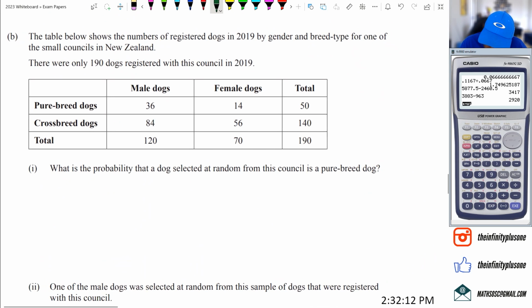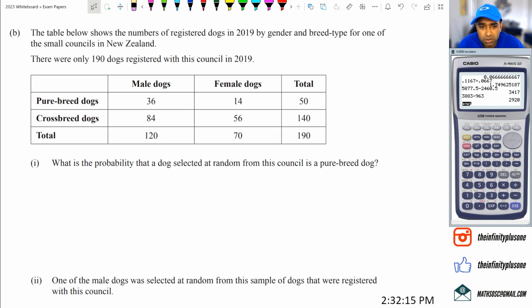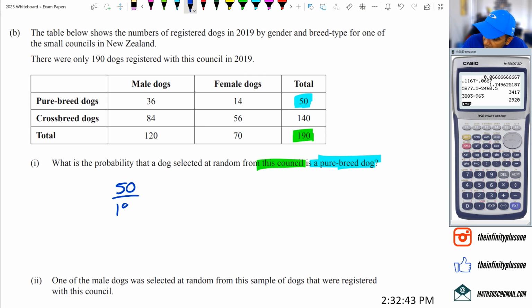Okay, so next question. What's the probability that a dog selected at random from a council is a purebred dog? So that's 50 out of 190. It's weird, because I see these probability questions and I don't even read the full question, which is terrible. I'm hoping you guys paused the video and read the question. Anyway, the dog is from this council, that's 190, and we're looking for a purebred dog, which happens to be 50. So we have 50 out of 190. What is that going to be? 0.2632.